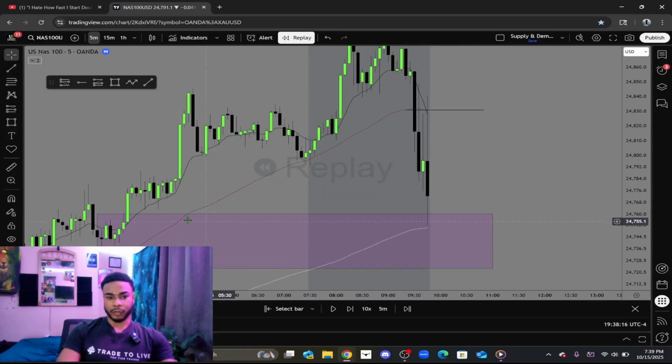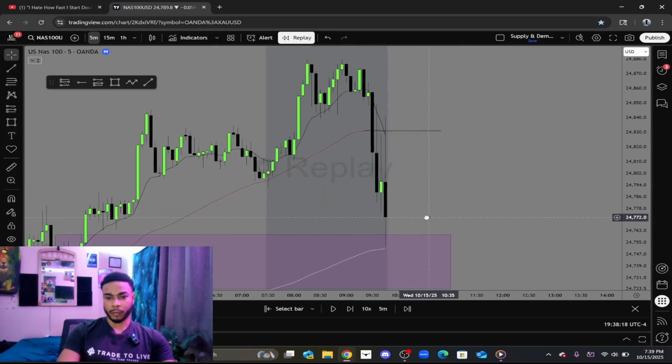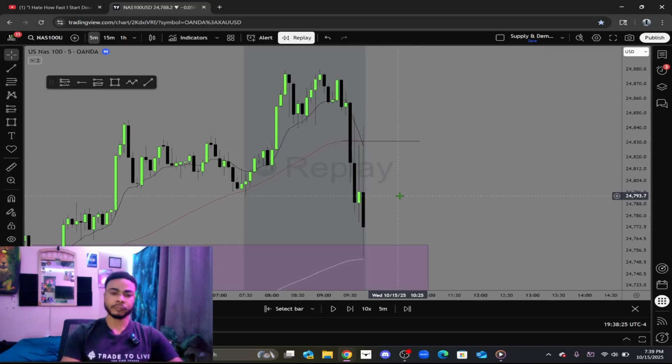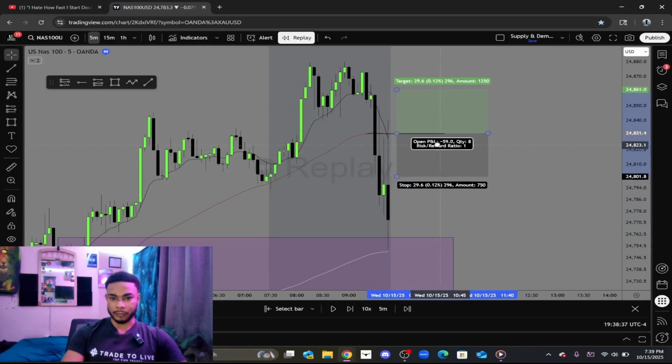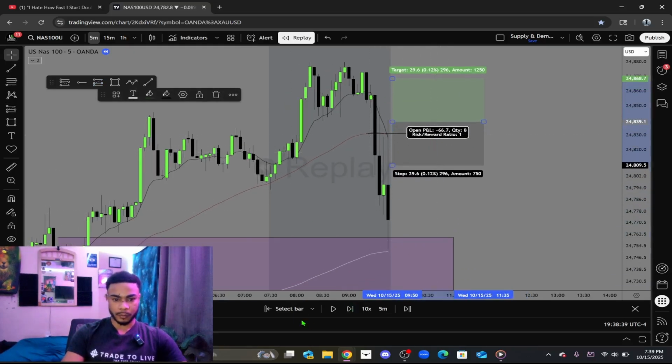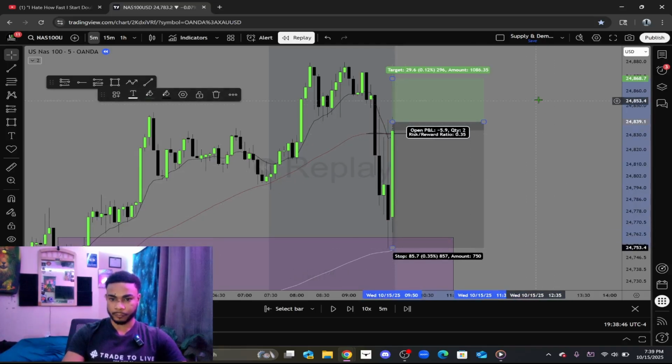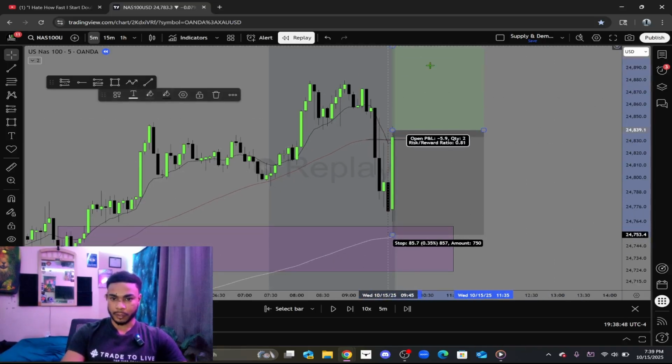And price began to reject off this zone, which is also the 200 MA right here. Price touched it, literally wicked it, and began bouncing right off of it. So the next candle, I was like, okay, if I see the next candle coming in with momentum and power to the upside, then I'm gonna get in for buys. If price breaks this candle high, I'll be getting in for buys. Boom. And that's exactly what happened.